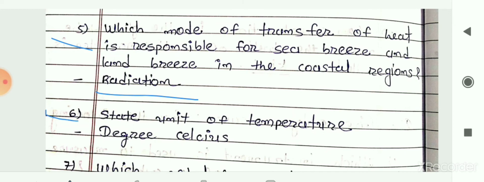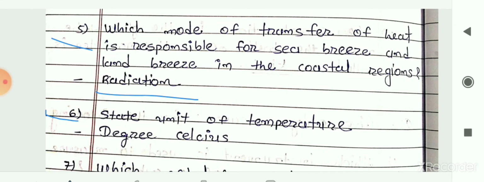Next is, state the unit of temperature. So the unit of temperature, we are mostly using degrees Celsius. The other units for temperature are degree Fahrenheit, or you can say Kelvin. Kelvin is also another unit, which is the SI unit, which we will see in the next question answers.